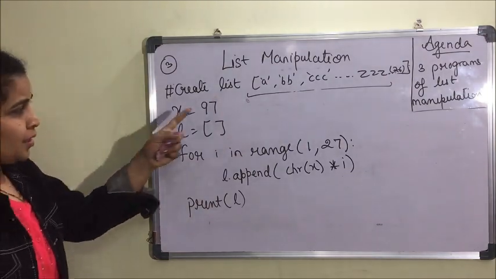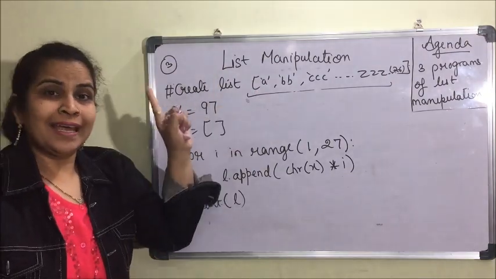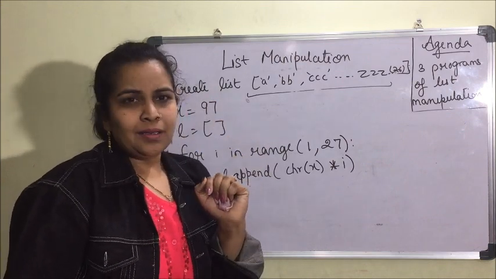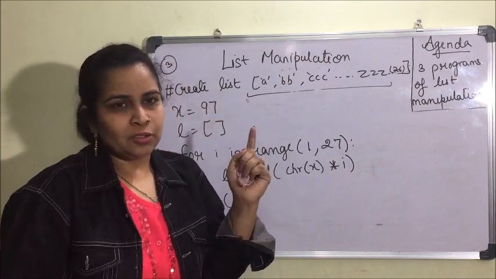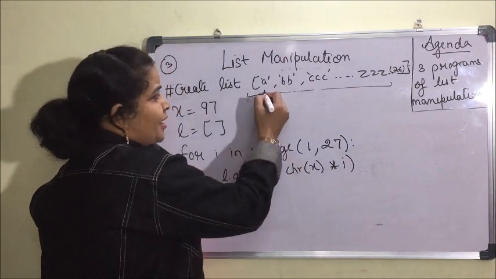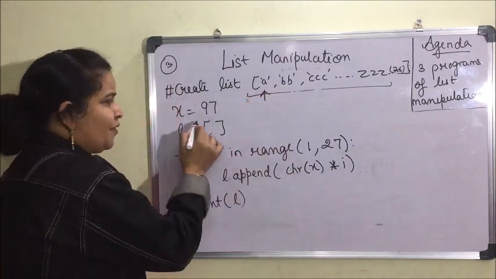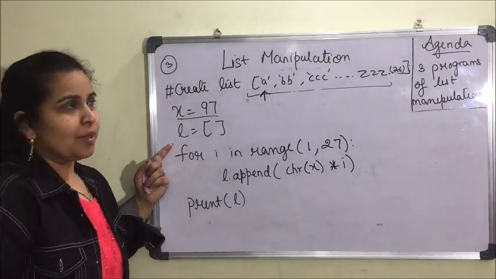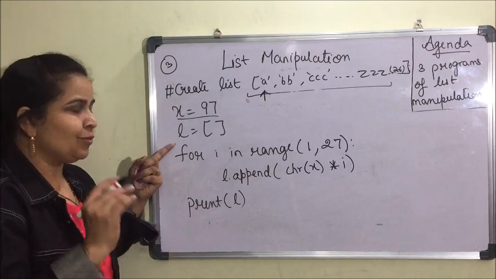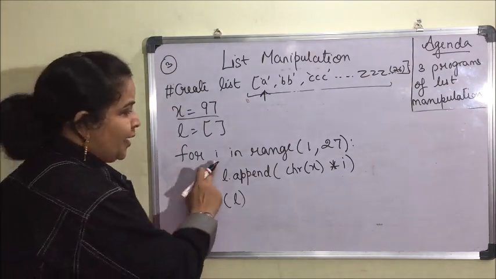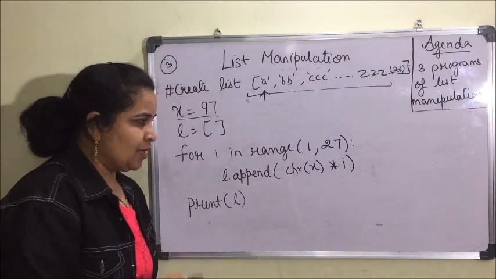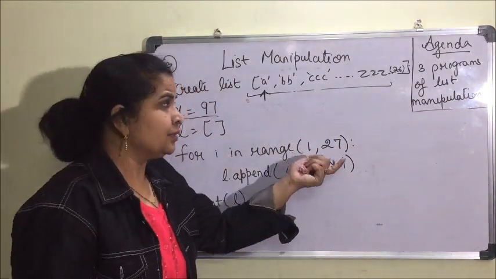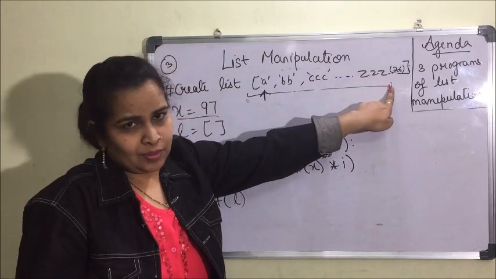Small a starts with 97, that is, the ASCII value of small a is 97 and capital A is 65, which I have already told you. So we will take this 97 here. And this is the empty list, because when we want to create a list, we have to declare an empty list. For I in range 1 to 27. Why 27? Because there are 26 characters and the last will be 26 only.